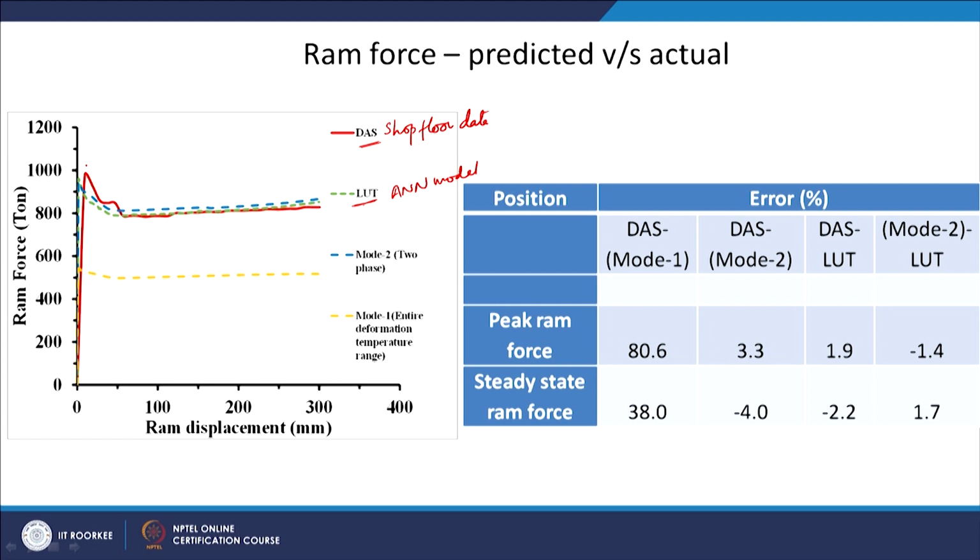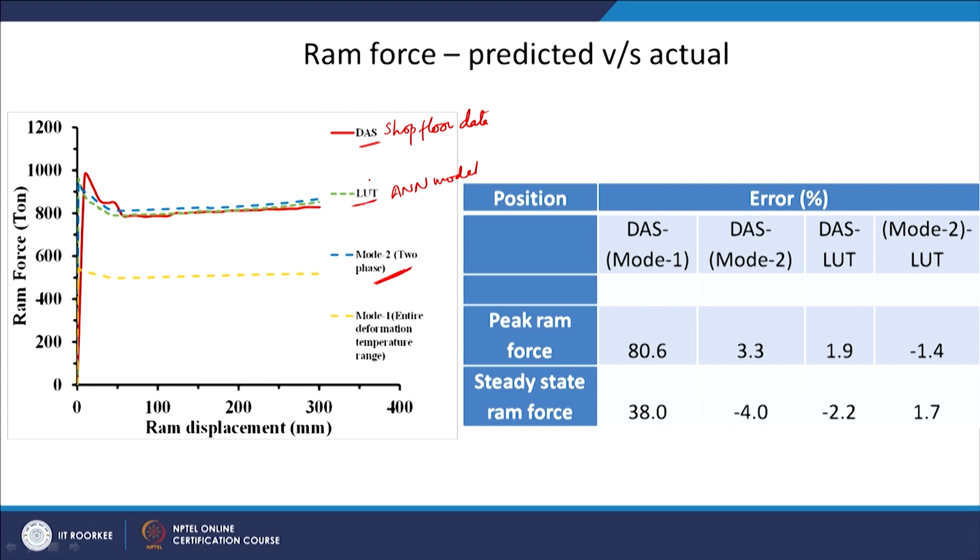As you can see, it is also very closely following the actual shop floor data. More or less the peak ram force and the steady state ram force are very close to the actual data. This is the equation for which, because this particular deformation takes place in the two phase region, the temperature corresponds to the two phase region, we gave the constitutive equation which we have developed for the two phase region. And this blue one you can also see very closely following the shop floor data as well as what you get from the ANN model.